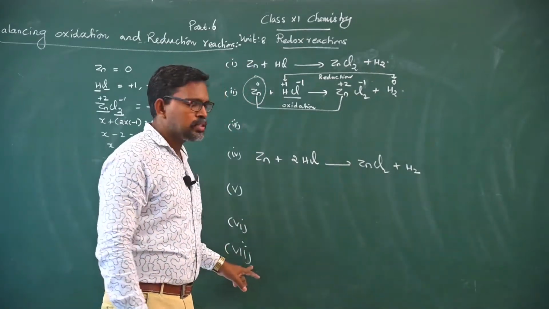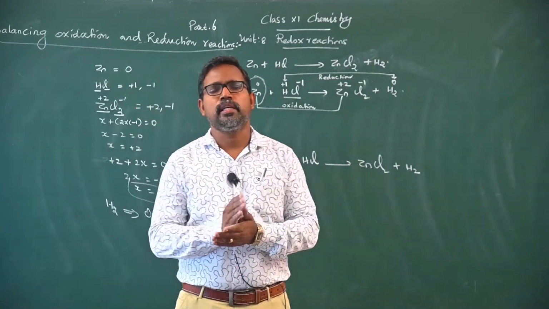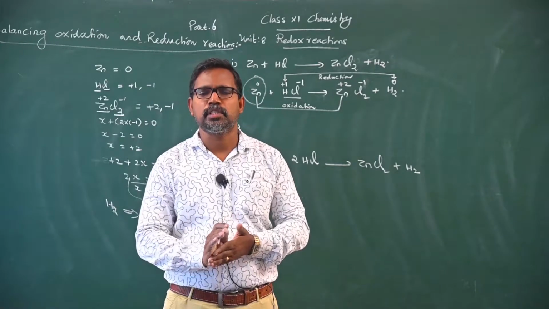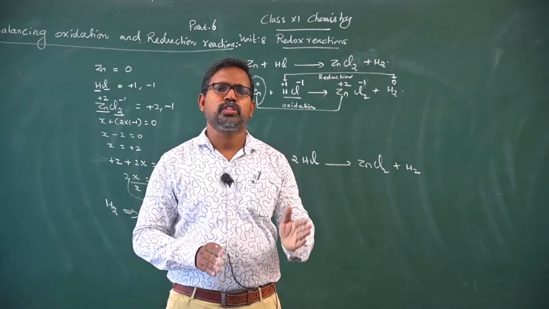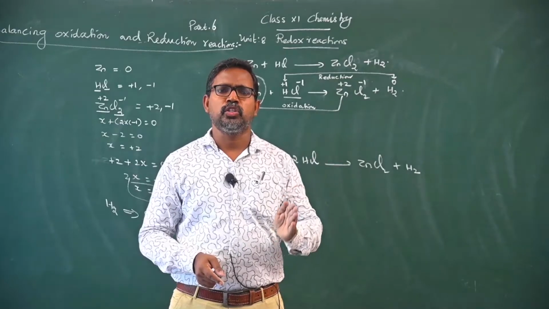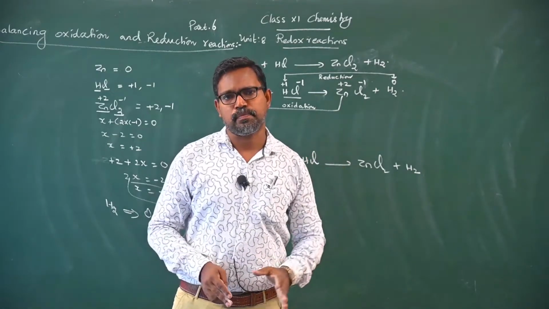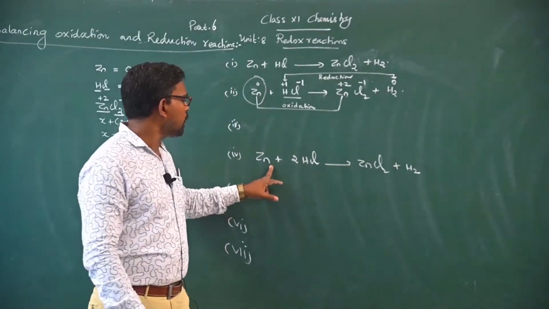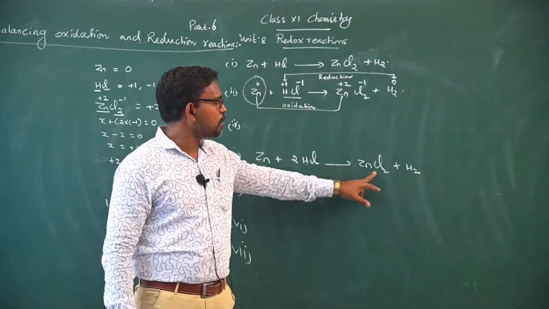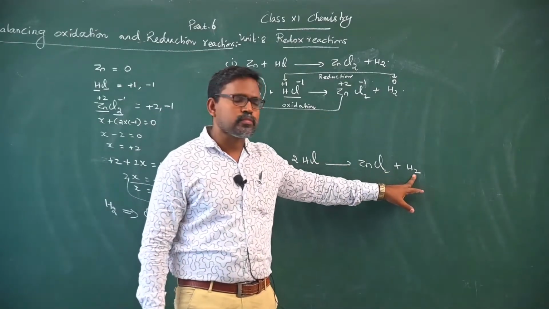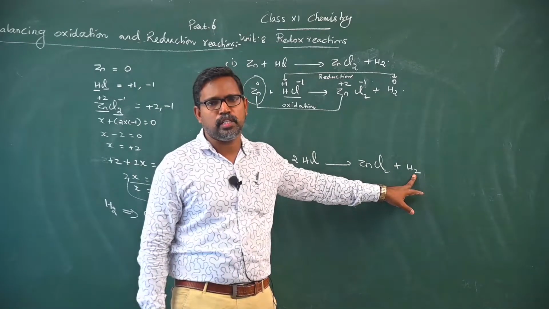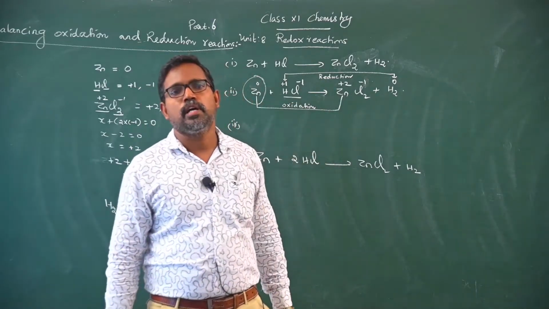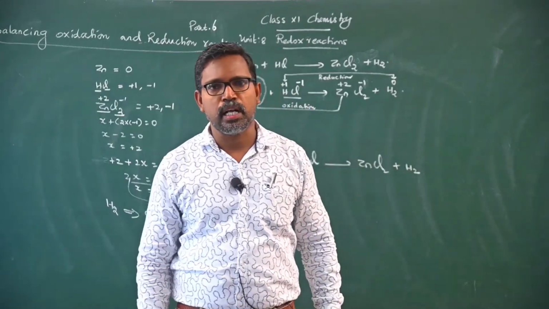Last, you balance the hydrogen atoms. For balancing the hydrogen atoms, on the side where the hydrogen atoms are fewer, you add H plus. So finally the equation is balanced. The equation is completely balanced: here 2 hydrogen atoms and here 2 hydrogen atoms. So this is the balanced form of the equation. In this way you can balance the normal chemical reactions.